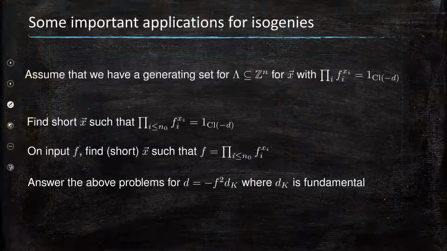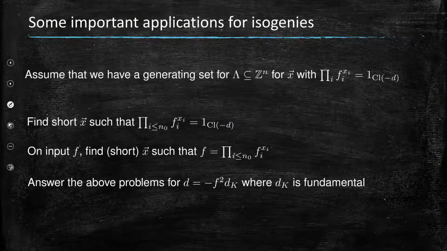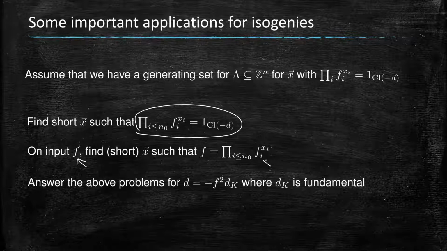Now let's see what kind of applications we're looking at for isogeny. First, as we've seen in the previous lecture, we want to be able to find short vectors, so short relations. Also, we want to solve the more general problem: if you're given a class, possibly represented by a reduced quadratic form, we want to express this form as a product of a small number of generators, and if possible with a short vector.